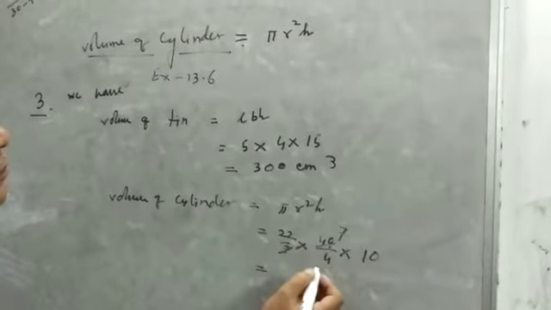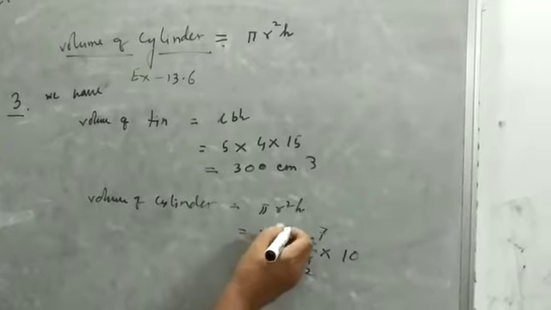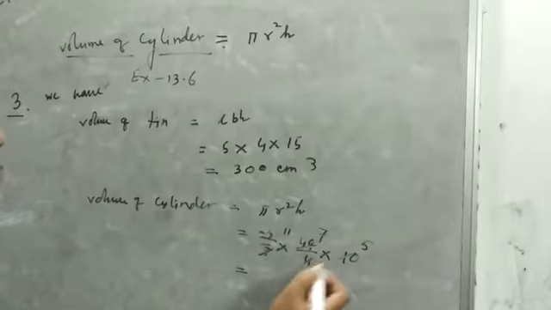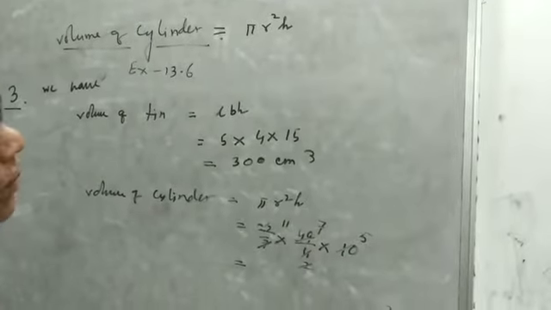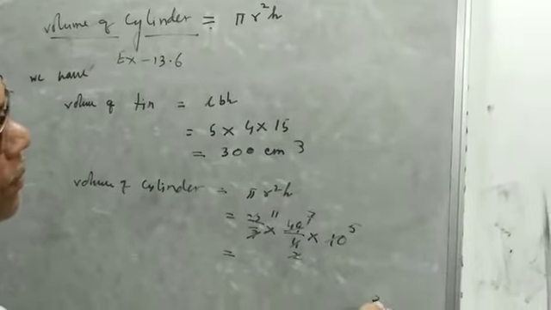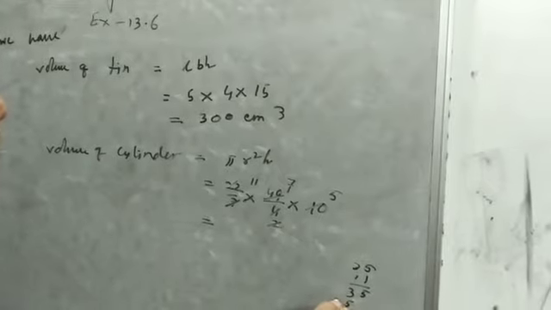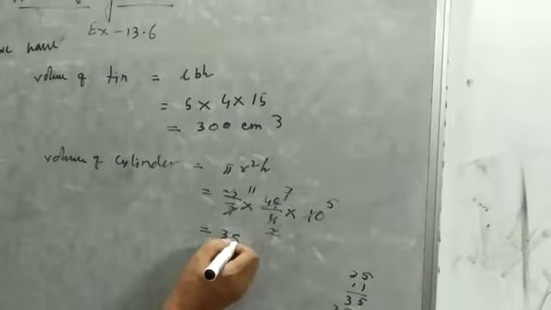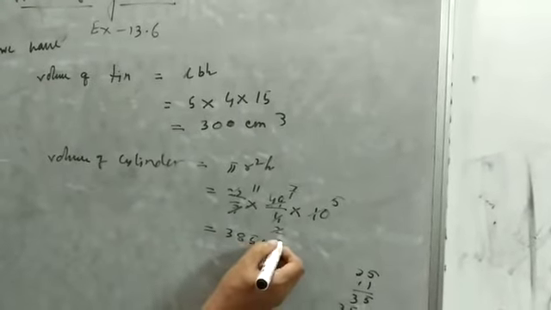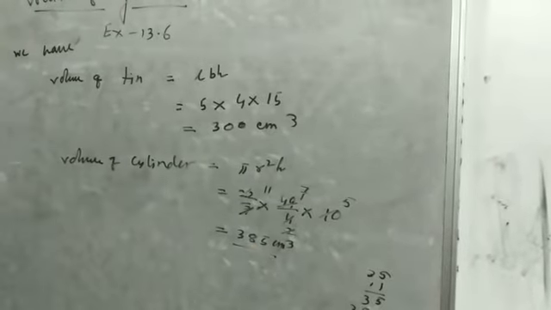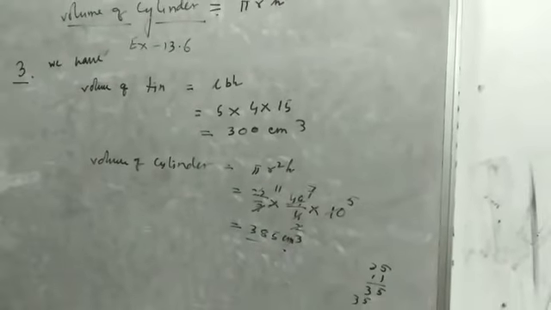Then you see we have cancelled. It is 7, then by 2 it is 11, and it is 2, and it is 5. So it is 35 into 11. So 5, 3, 5, 3, meaning 385 centimeter cube. So it is the volume of that plastic cylinder.